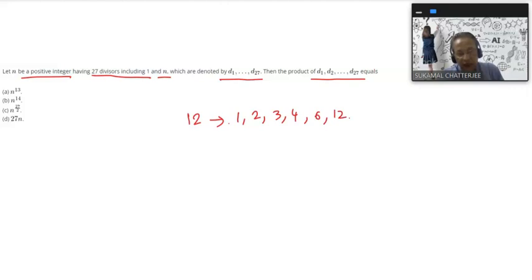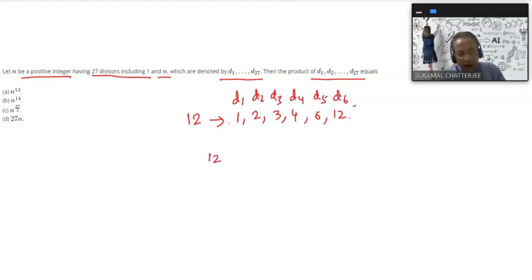Move to number 15, which says if n is a positive integer having 27 divisors including 1 and n, which are denoted by d1 to d27, then the product of these equals what? Now let's take an example. Let's say I have the number 12 and the factors of 12 are 1, 2, 3, 4, 6 and 12. So let's say this is d1, d2, d3, d4, d5, d6.